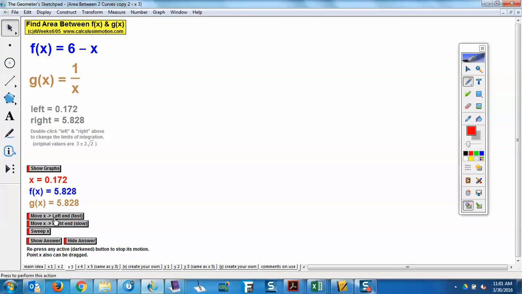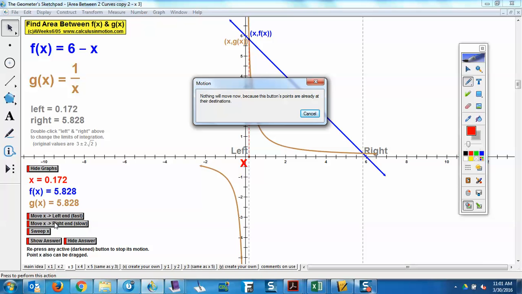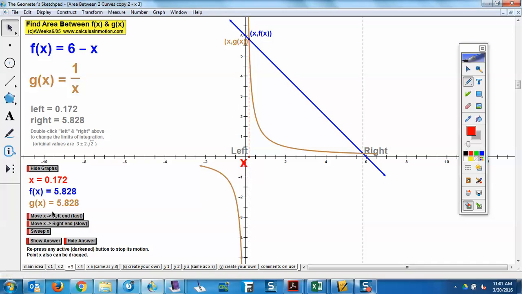All right, now, let me see if we can find one. Aha, here we go. Now, let's look at this one. All right, so, vertical strips. What is this y value right here? 6 minus x. What is this y value? 1 over x, right? Every red strip touches the blue curve on top, the brown curve on the bottom, right? So its height is going to be 6 minus x.